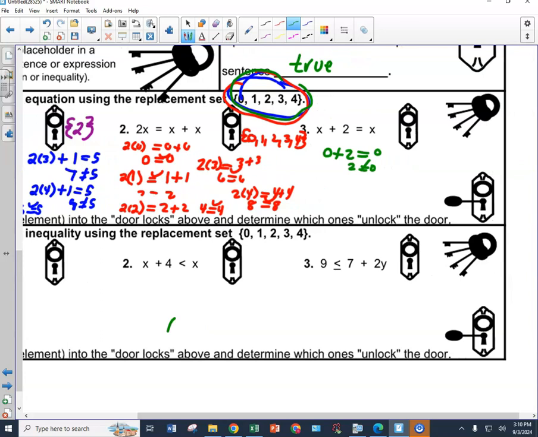All right, let's plug in 1. 1 plus 2. Does that equal 1? Does 3 equal 1? Nope. Let's do 2 plus 2. Does that equal 2? Does 4 equal 2? Nope.